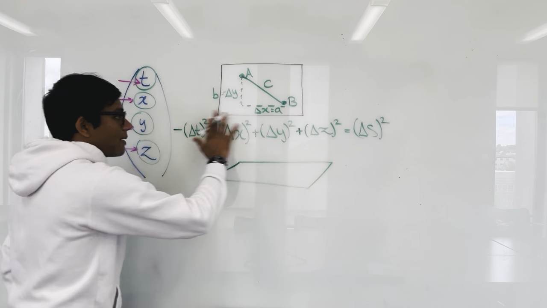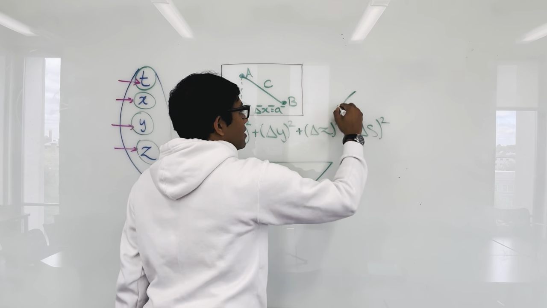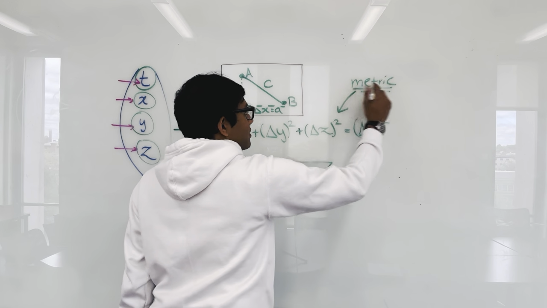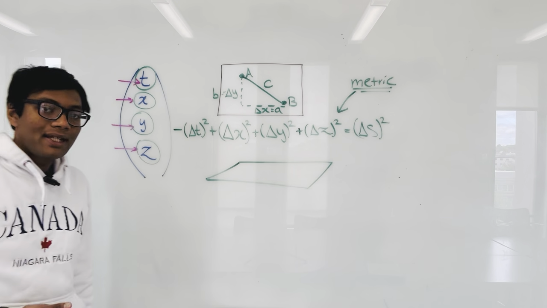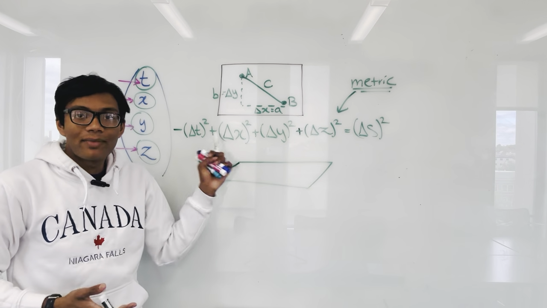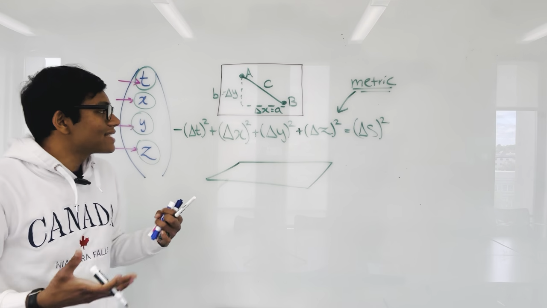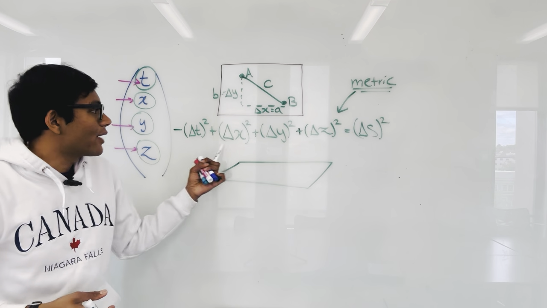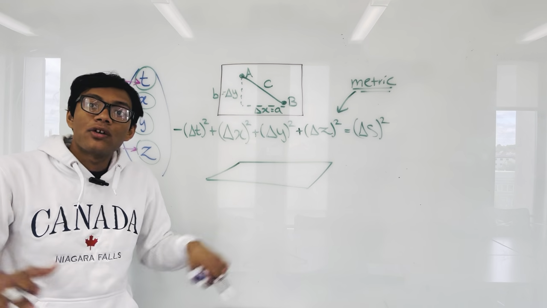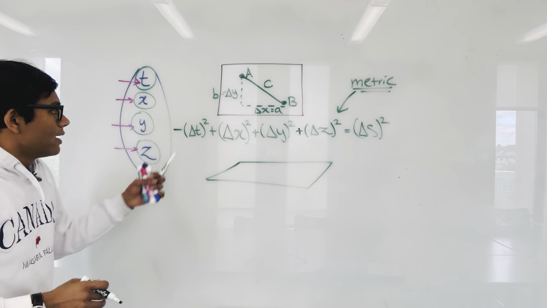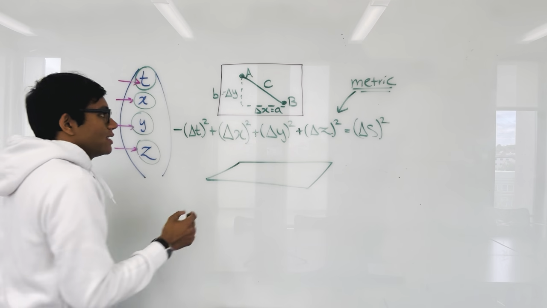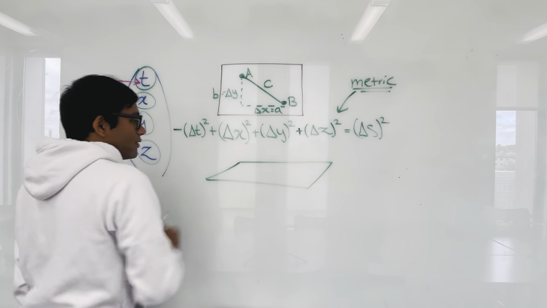This is called a metric. This equation right here is called a metric. We no longer call it the Pythagorean formula. We could, but in general relativity and special relativity, Einstein calls this the metric, because it gives you a sense of how time and space change in either a flat or a curved background. So this is the metric for a flat 4D space-time.